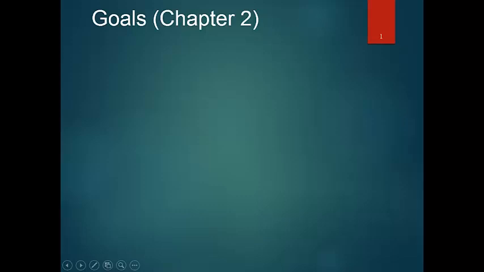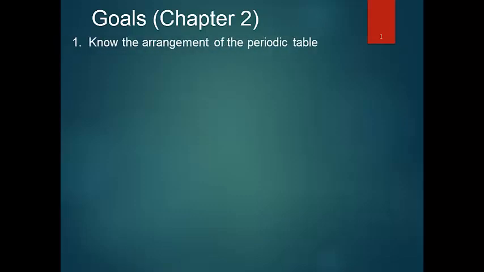The goals of Chapter 2 will be, 1, to know the arrangement of the periodic table, that is, groups, periods, what the alkali metals, alkaline earth metals, and halogens are, and the charges of particular groups. That's the type of level of detail we want to know for point number 1.